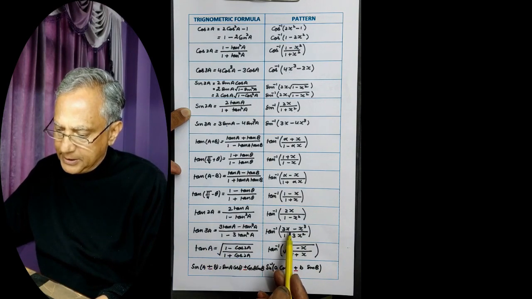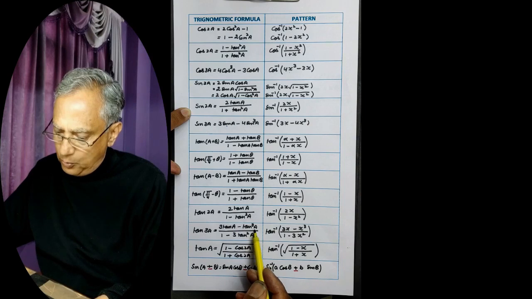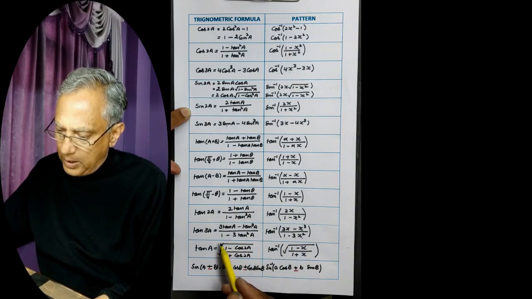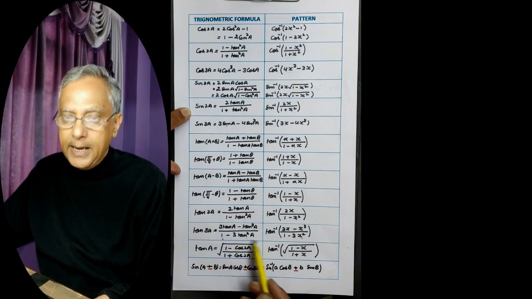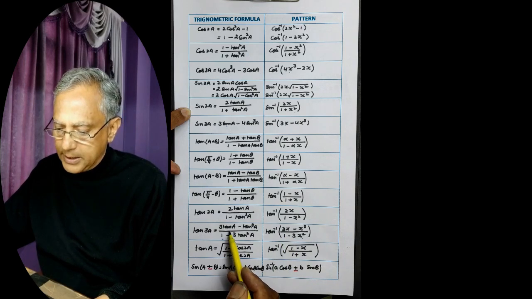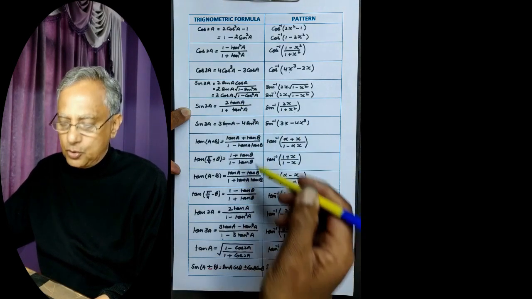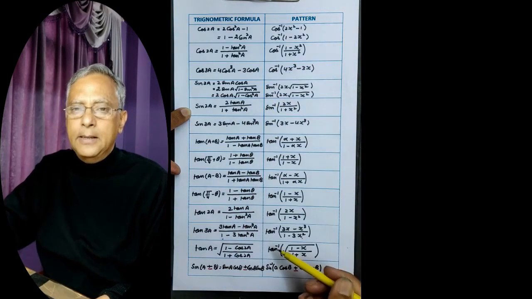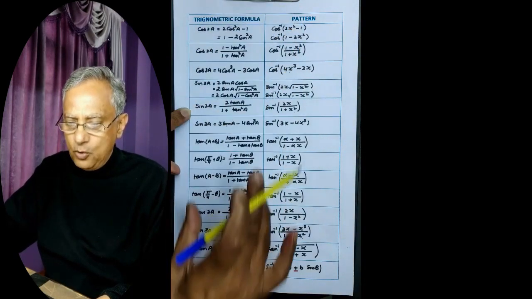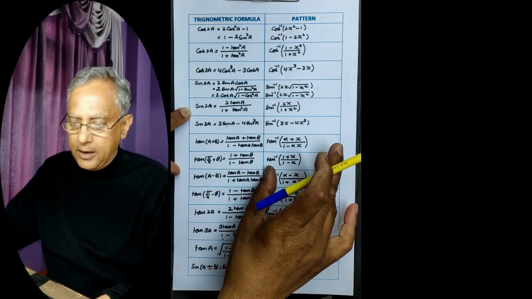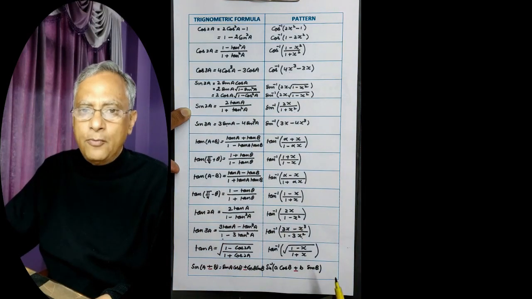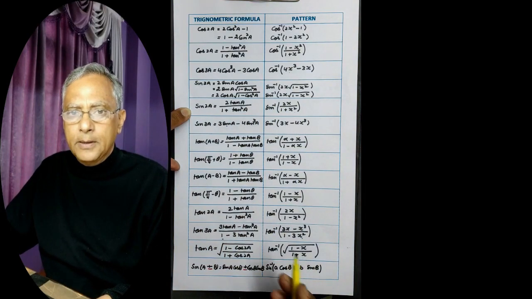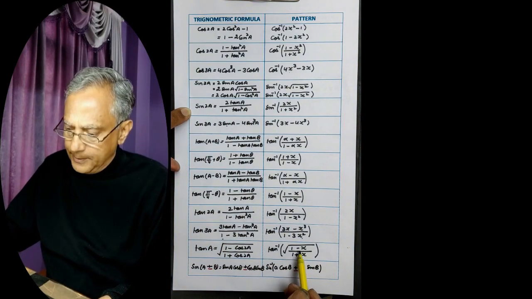Here we have tangent 3A, which is 3x minus x cube over 1 minus 3x square. So substitute x equal to tangent A. These substitutions will strike you if you remember these formulae and observe the pattern. The substitution will come to your mind.